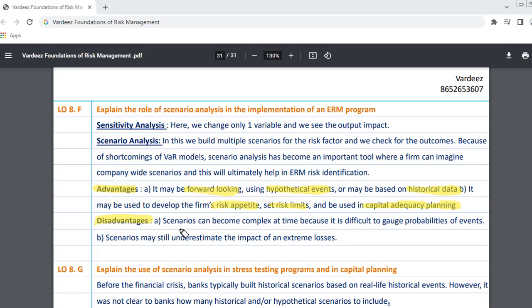While talking about the disadvantages, scenarios can become complex at times because it is very difficult to gauge the probabilities of events. You may have a particular scenario, I may have a particular scenario. So it's really hard to identify which one will work, and scenarios may still underestimate the impact of an extreme loss. This is absolutely true. Now, it's really difficult to actually identify the impact of any particular event.